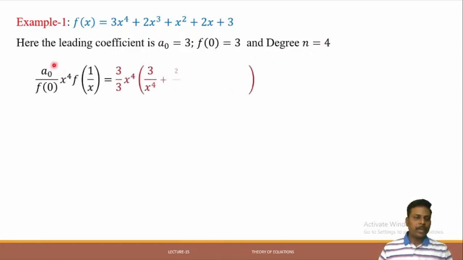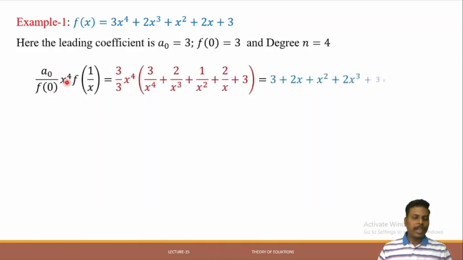Now let us compute a naught divided by f at 0 times x to the power 4 into f of 1 by x. This is equal to, a naught is 3, f of 0 is 3, x power 4 into, substituting 1 by x in place of x, 3 by x power 4 plus 2 by x cube plus 1 by x square plus 2 by x plus 3. Now 3 by 3 is anyway 1, and if I multiply by x to the power 4, then we get 3 plus 2x plus x square plus 2x cube plus 3x power 4. This is nothing but your f of x. So f of x is a reciprocal polynomial.